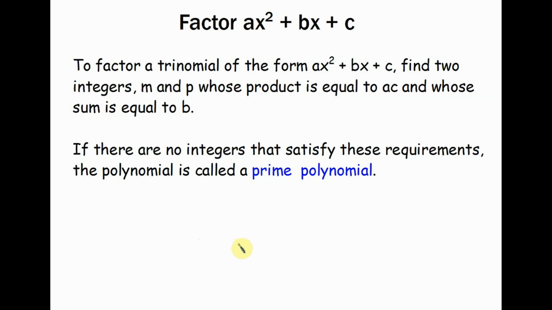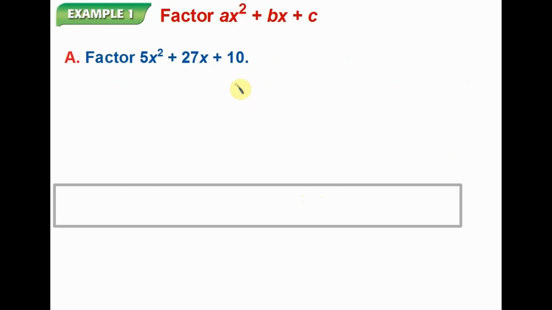If there are no integers that satisfy these requirements, the polynomial is prime, but be careful: before you claim that it's prime, double check that you have tried every single combination. In the previous lesson, we practiced finding what two numbers multiply to get the c value and add to 27. The difference here is that instead of having 1 in front of x squared, you now have numbers other than 1 as your coefficient. However, the method is similar.